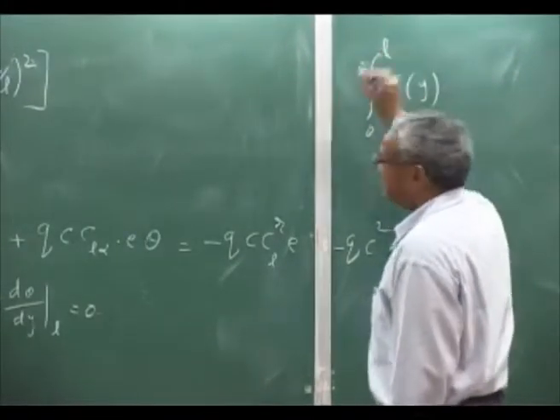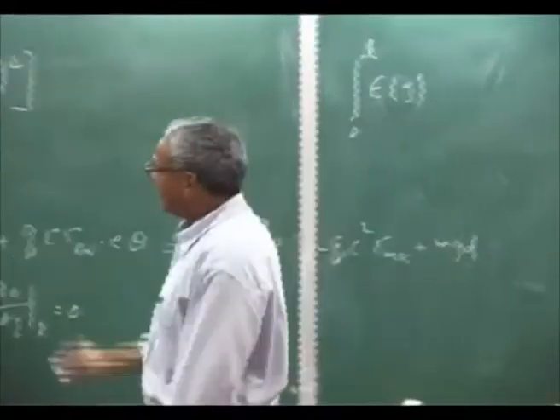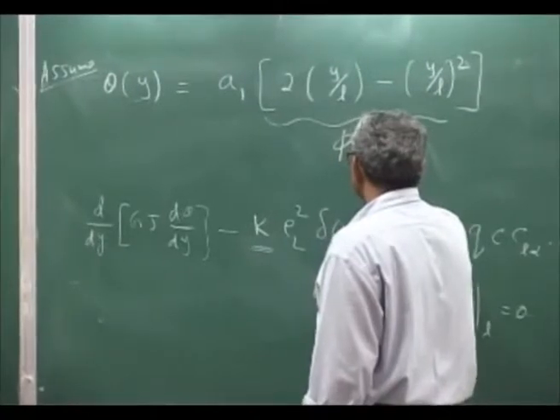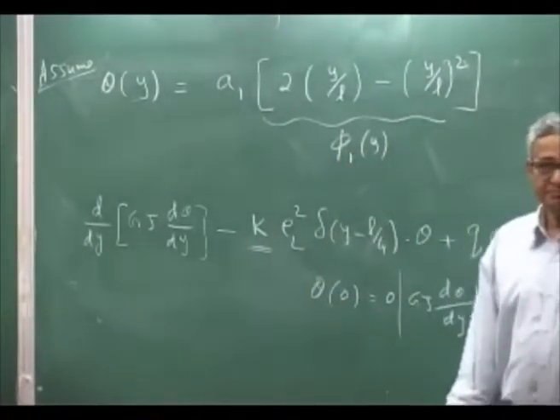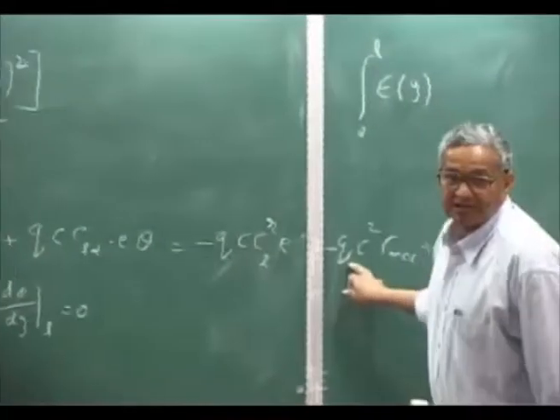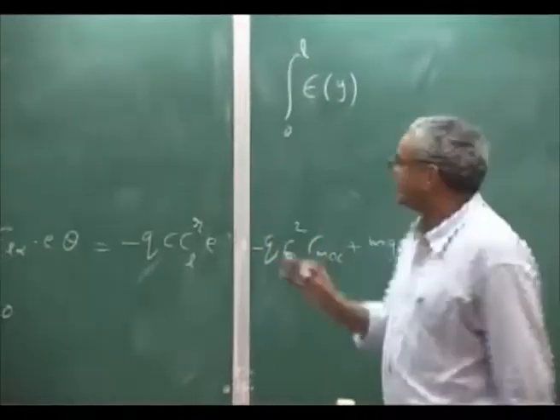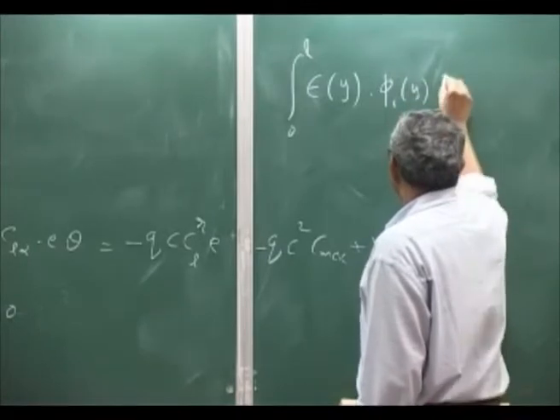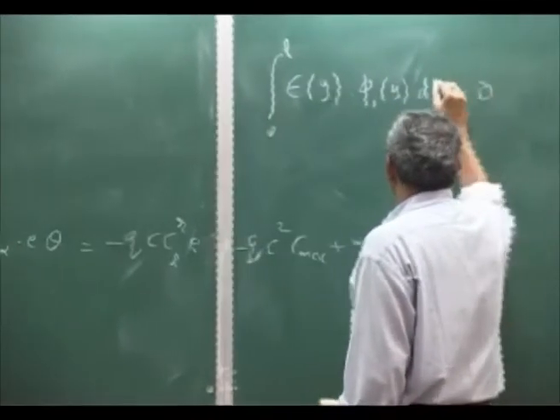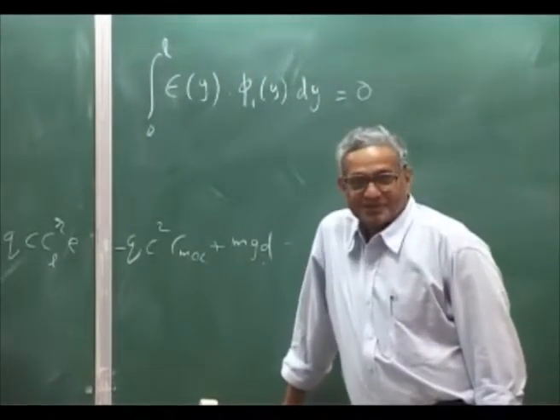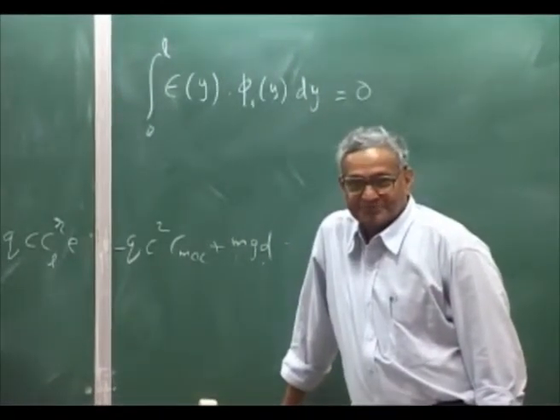0 to L, I call this function phi1 y. Okay. So the error is orthogonal to the assumed function. So I take this as, okay. This is what I have to do.